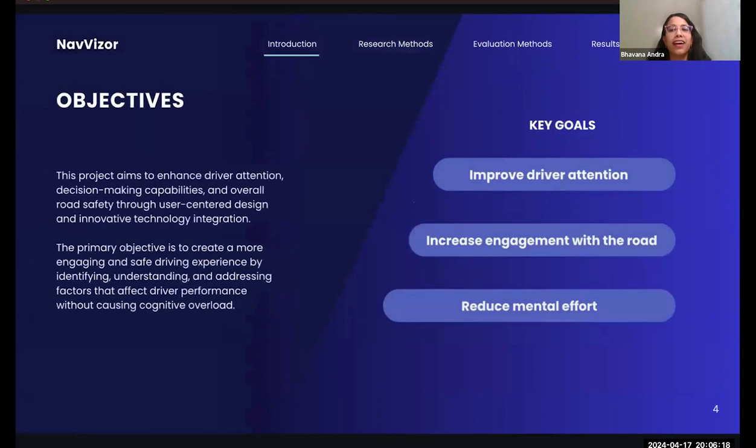Next. Our primary objectives are to provide clear and concise guidance and keep drivers focused on the road and their surroundings. We aim to enhance drivers' attention by making it more engaging and enjoyable. We also strive to minimize their mental effort by simplifying navigation instructions and streamlining the decision making process.